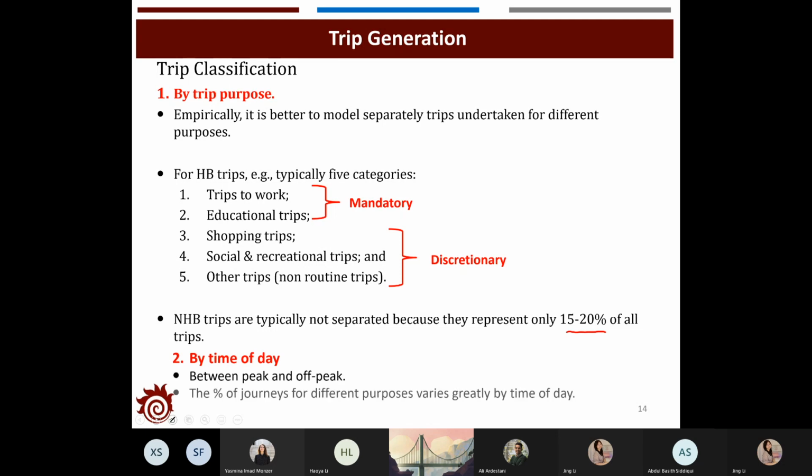And the percentage of the trips for different purposes will also vary by the time of the day. Like for the peak hours, there might be a huge percentage of the mandatory trips. At off-peak hours, the percentage of the discretionary trips or the non-home-based trips will take a very high percentage. So we will need to combine these two together, like categorize the trips based on the purpose and also time of the day, for us to get an accurate model of the trip table.